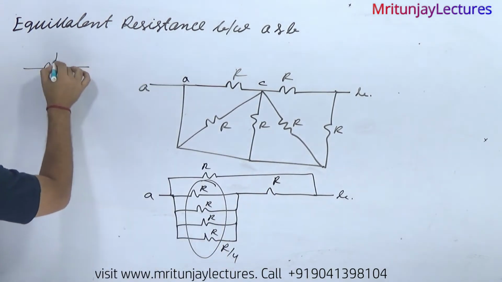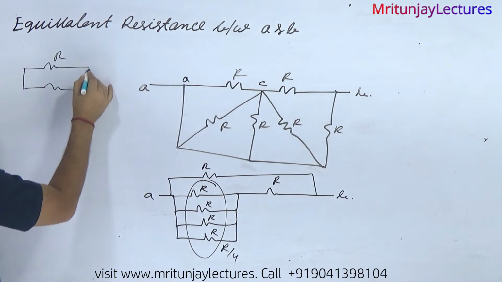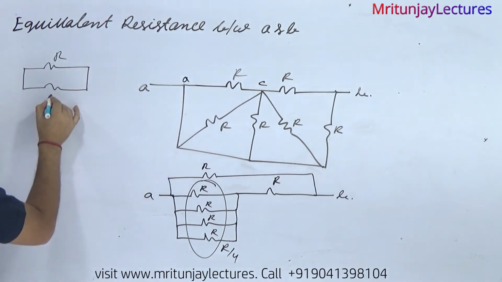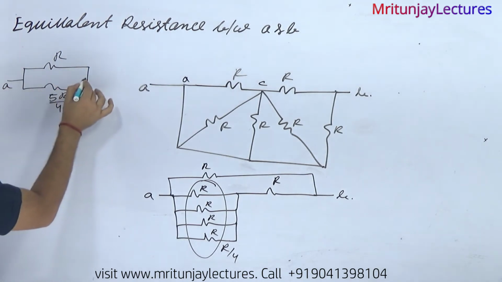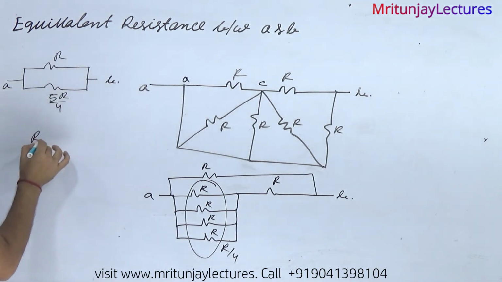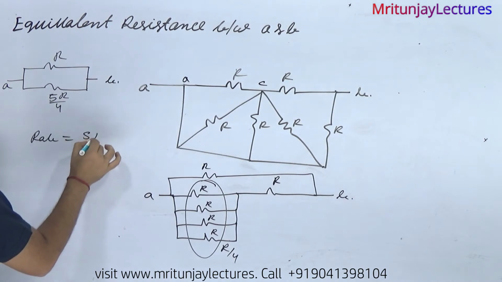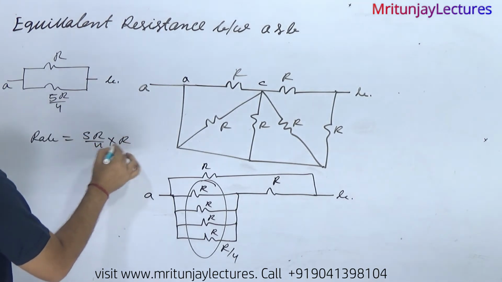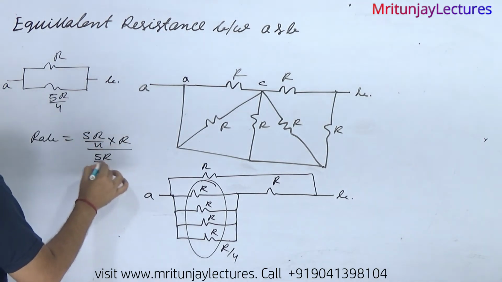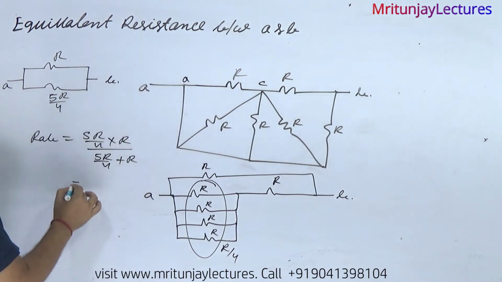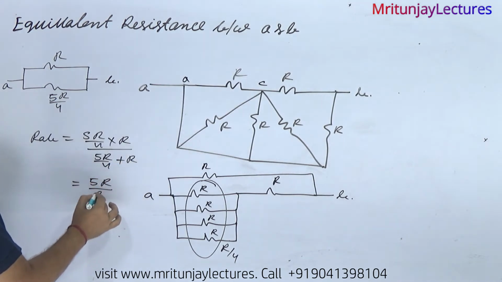So the final combination is R and 5R by 4, and this point is A and that is point B. So R of AB is equal to 5R by 4 into R divided by the sum, so we got 5R by 9. This is the final answer.